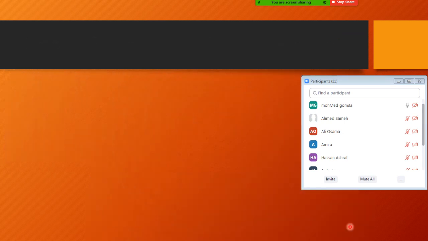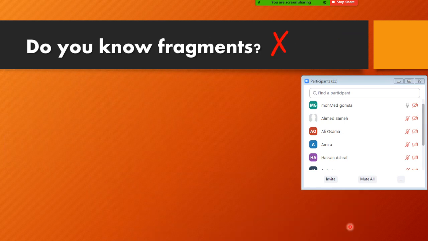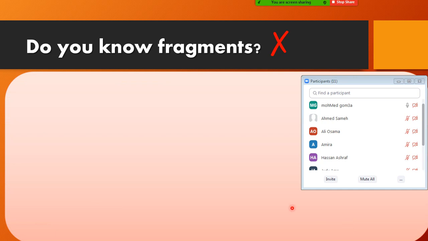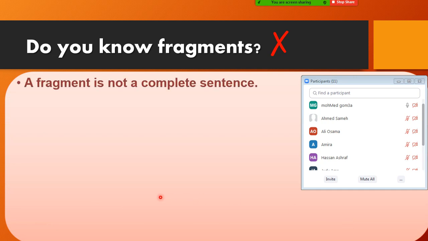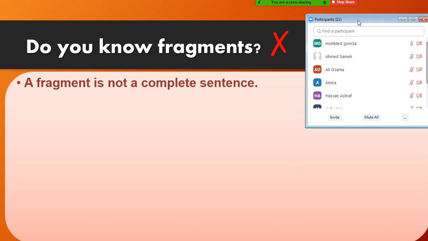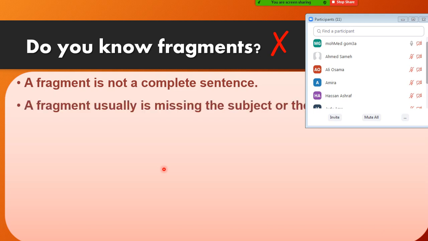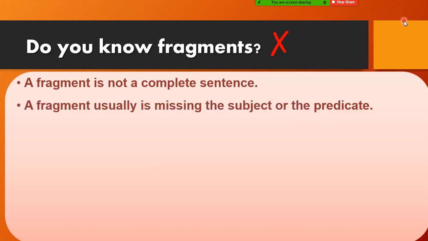Okay, right. Let's move to the next one. Let's go to the fragment. What is the meaning of the word fragment? Fragment, number one, it's not a complete sentence. It's missing something. Usually the fragment is missing the subject or the predicate. We'll see some examples now.